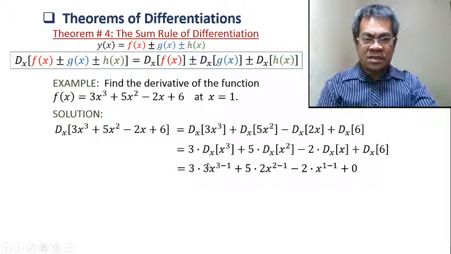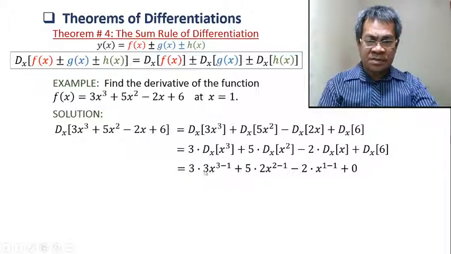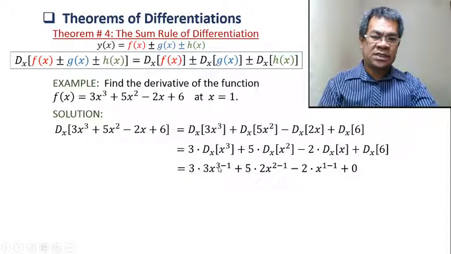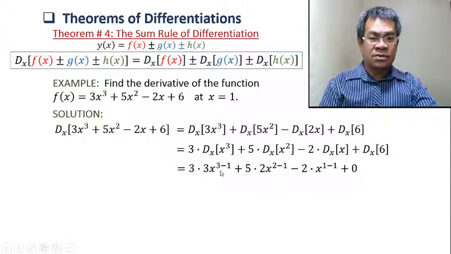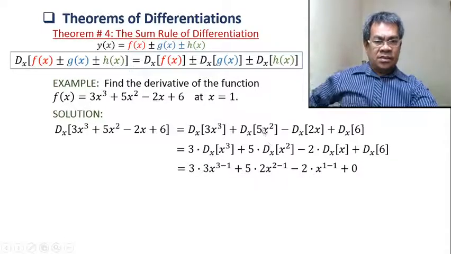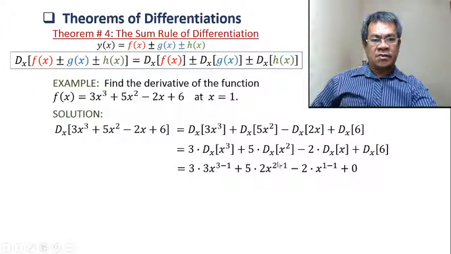Now this is following the power rule. It drops the 3, so it becomes 3 times 3, which is 9. Take note. And the exponent is 3 minus 1, which becomes 2, so second degree. This will become first degree because it's 2 minus 1, and the 2 should be multiplied by 5.